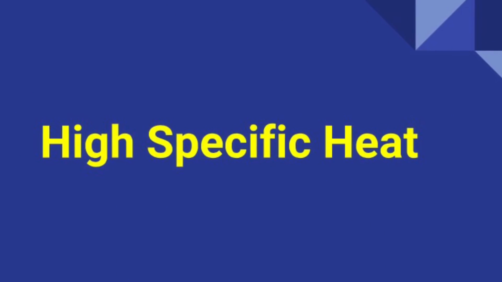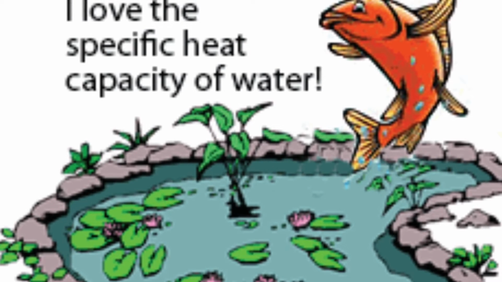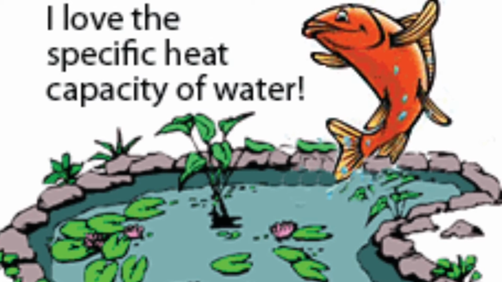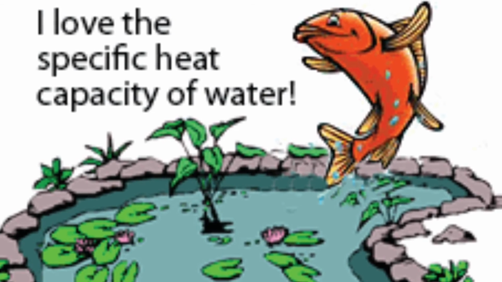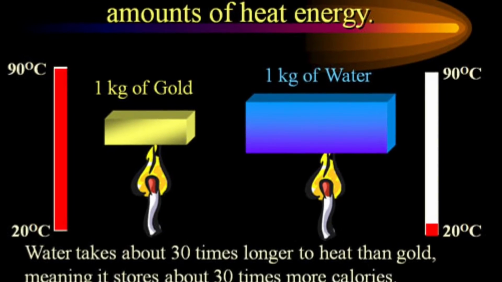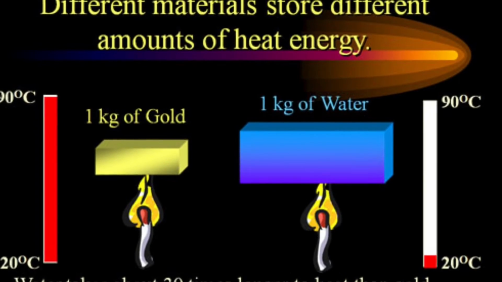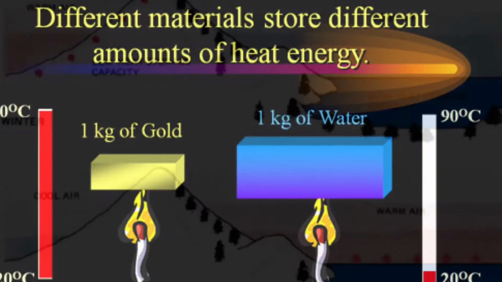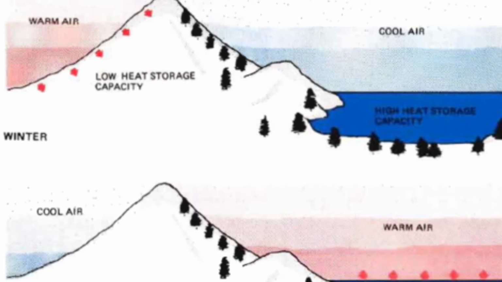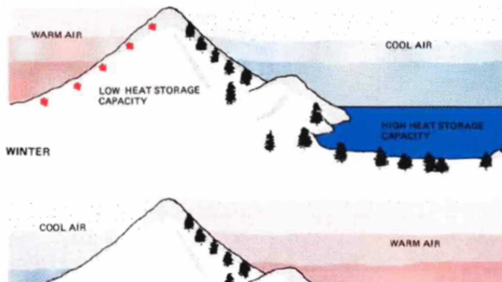High specific heat. Water's ability to regulate temperatures depends on its high specific heat, which is the amount of heat that must be absorbed or lost for 1 gram of that substance to change its temperature by 1 degree Celsius. The specific heat of water is 1 calorie per gram per degree Celsius. It will change its temperature less when it absorbs or loses an amount of heat. Heat must be absorbed in order to break hydrogen bonds and is released when hydrogen bonds form.